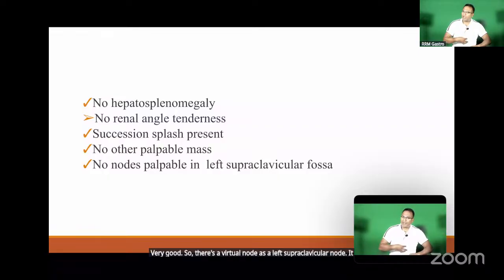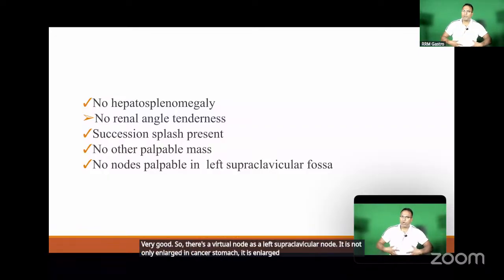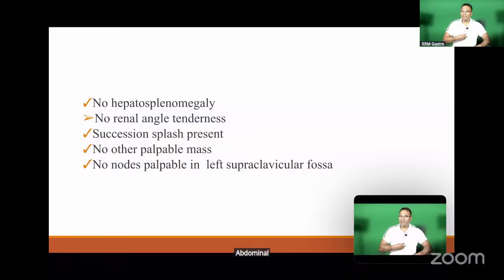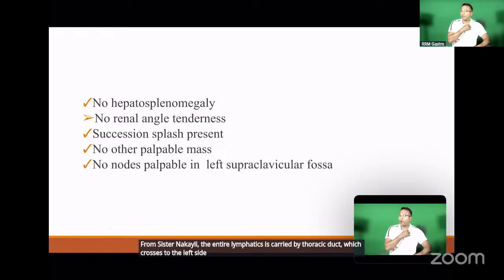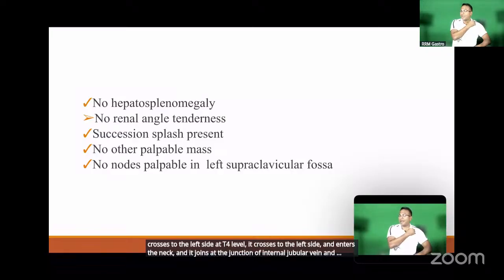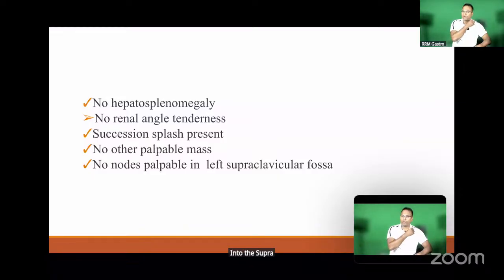It is not only enlarged in cancer stomach, it is enlarged in any abdominal cancers: cancer stomach, cancer colon, cancer small bowel, even testicular cancer. All those abdominal malignancies will finally drain in the cisterna chyli, which is in the epigastric region. From the cisterna chyli, the entire lymphatics is carried by the thoracic duct, which crosses to the left side at T4 level. It enters the neck and joins at the junction of the internal jugular vein and subclavian vein. It spreads the lymphatics retrograde into the supraclavicular node, so it spreads to the left supraclavicular node as the first node.